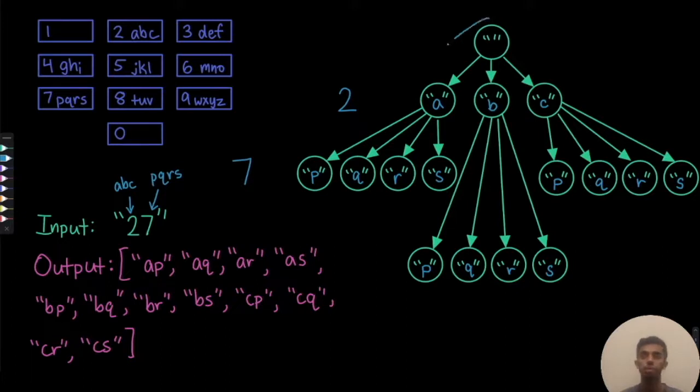As an example, this path right here gives us the string AP, which we see right here. And we have another path, which gives us the string AQ, which is our next output, and so on. In reality, each of these nodes at the bottom level, so all these nodes here, correspond to one of our outputs. So there are 12 nodes in the bottom level, and there are 12 outputs.